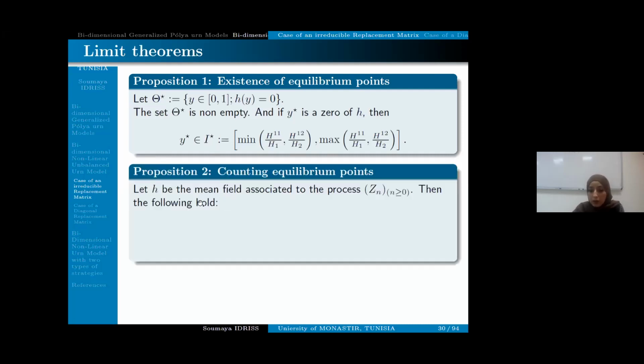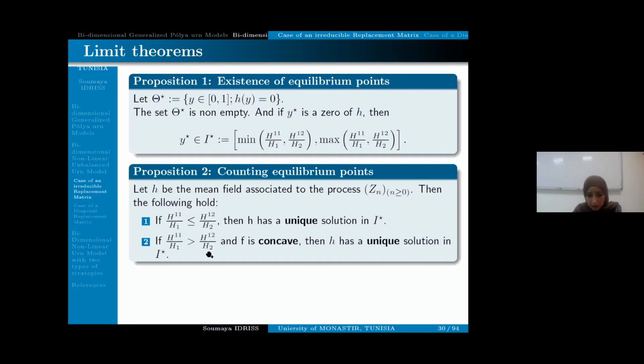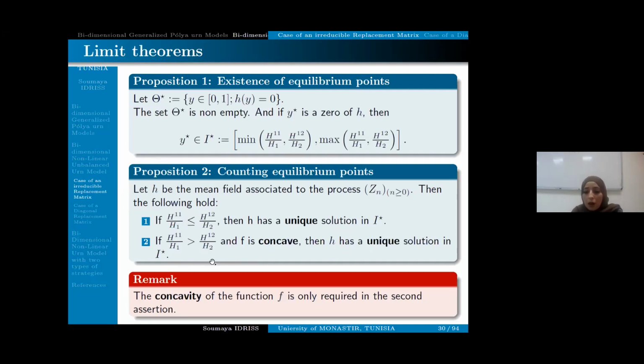So if h, the mean field, is continuous, then in the first case, where we have this bound, h has a unique solution in I star. In the second case, which is actually the complementary case, if we suppose also that f is concave, then h has a unique solution in I star. Just a quick remark here: the concavity of the function f is only needed in the second statement, meaning that if we are dealing with the first case, we don't need f to be concave, any function will do.